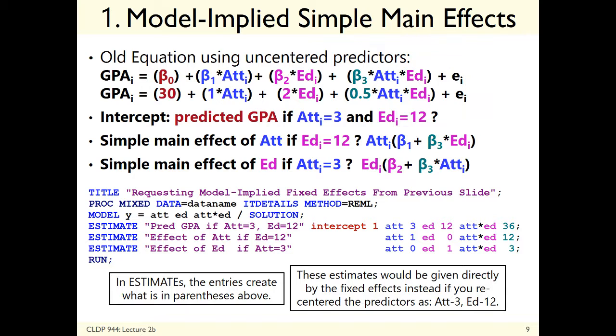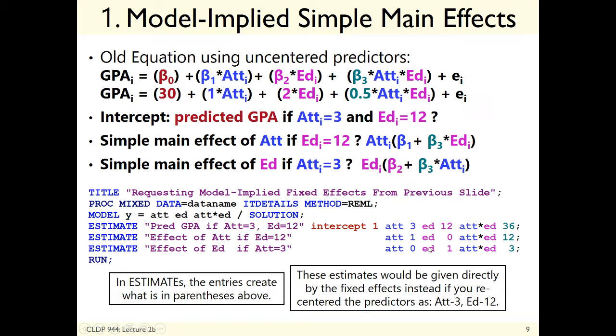So in this example, if I'm predicting GPA with these values of my predictors, I put in the intercept, and then I put in the values of the predictors for which I want the predicted outcome, multiplying them together to get the value for the interaction term. The words refer to the coefficients. So when I say intercept 1, I am asking SAS to figure out what it thinks the fixed intercept is and to add one of those into my predicted outcome. 3 attitude slopes, 12 education slopes, and 36 attitude by education interactions.